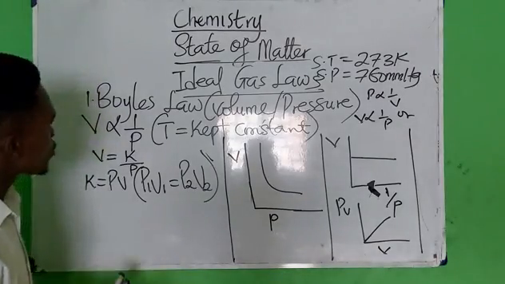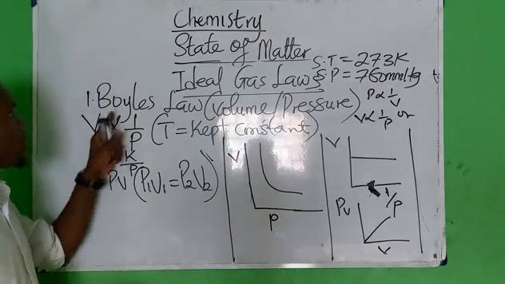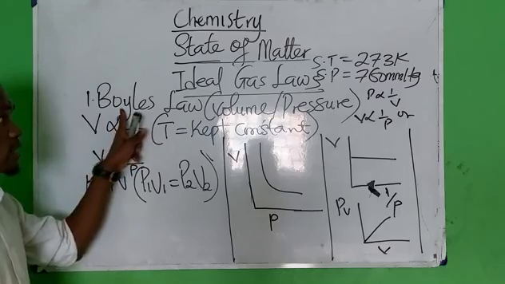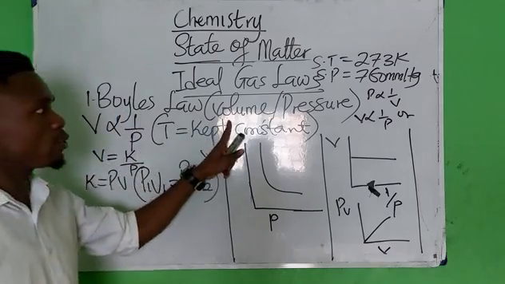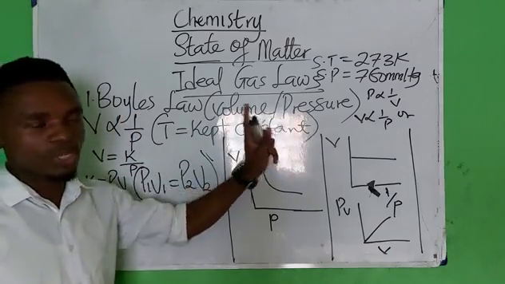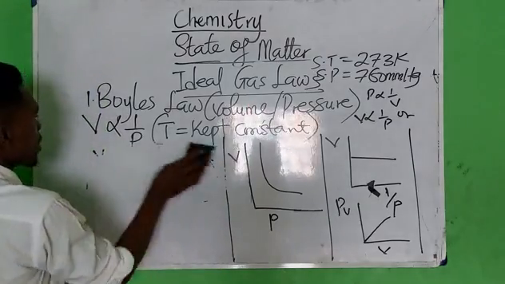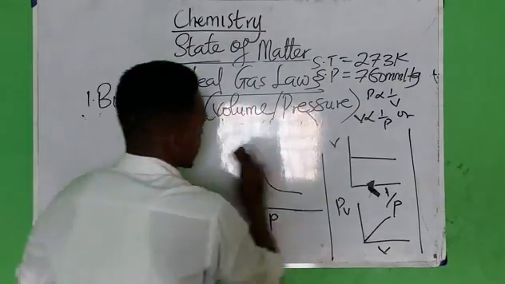Now, the next one is what? The next one is Charles' law. Boyle's law, I said, shows the relationship between volume and what? Pressure. Take note of that. The next one is Charles' law.